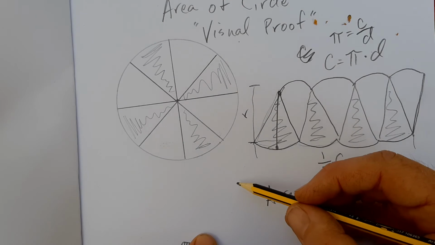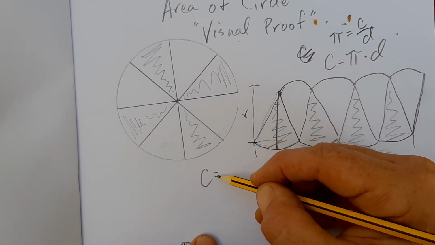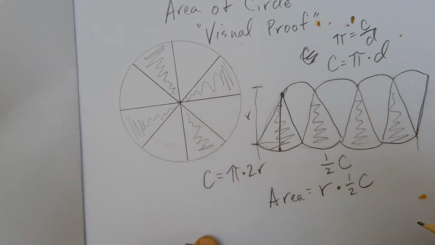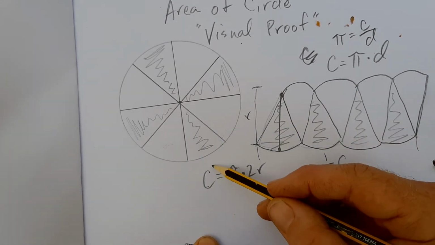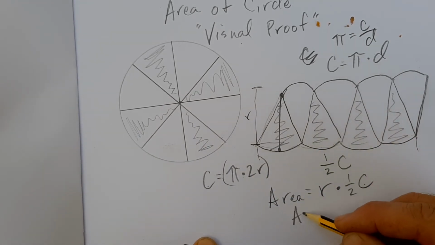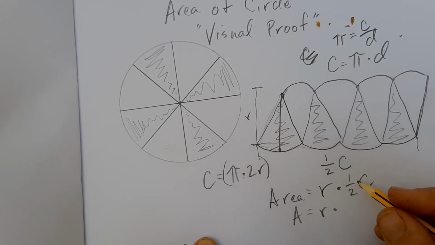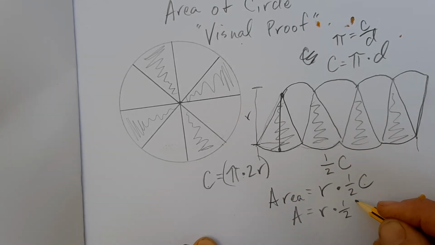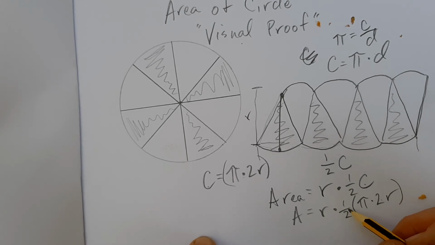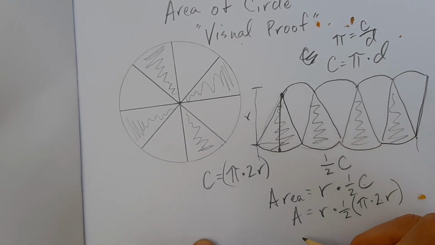Sorry, I'm getting a little sloppy here. Circumference equals pi times 2 radius. So I'm going to put this here in place of the C. A equals radius times 1/2 times pi times 2 radius. 1/2 of 2 is 1, so I'm left with the area of the circle.